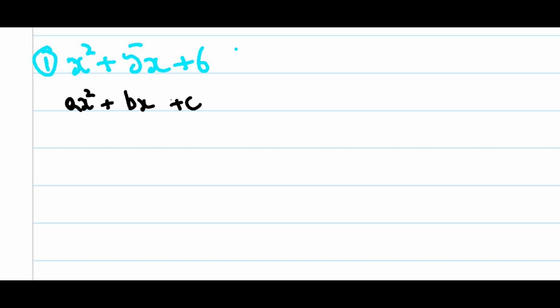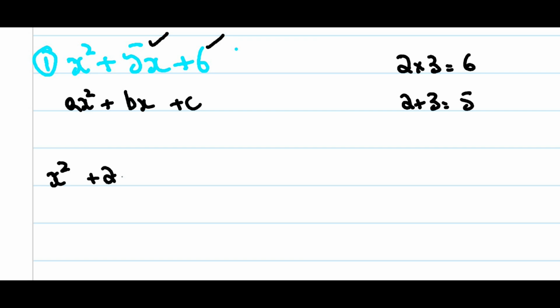Now we have to break 5 into two numbers, such that when we multiply them we get 6. Now the two numbers over here are 2 and 3: 2 multiplied by 3 would give you 6 and 2 plus 3 would give you 5. If both of your conditions are met, only then can you factorize by breaking up the middle term. So you will write x squared plus 2x plus 3x plus 6. Now instead of writing 5x, I am writing 2x plus 3x, which is the same thing.